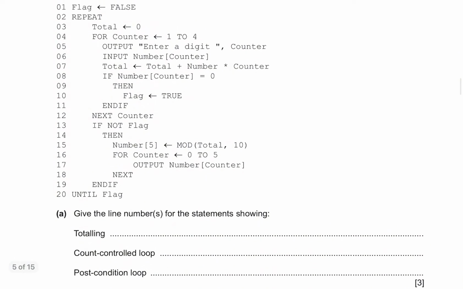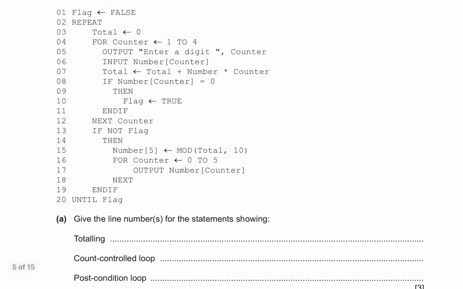Give the line numbers for the statements showing totaling. Which statement do you think shows the totaling? I think this statement shows the totaling. Line number 7. You just have to give the line number, so you could say 07, which is a count controlled loop. I can see a count controlled loop for counter 1 to 4.